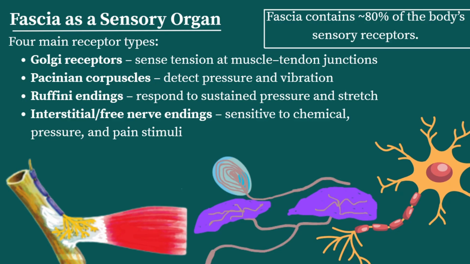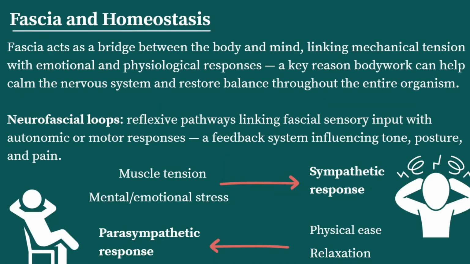So there are 4 main receptor types that live in fascia. Golgi receptors live in the fascia that connects the muscle, the contractile tissue, to the tendon. And then we have the Pacinian corpuscles and the Ruffini corpuscles, or Ruffini endings. They detect pressure and vibration, and they are in those deeper layers under the skin. And then the interstitial or free nerve endings that live all over our bodies are sensitive to chemical and pressure and pain stimuli, and that's all in the fascia.